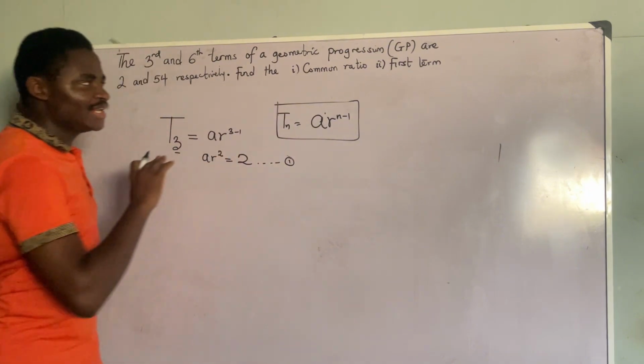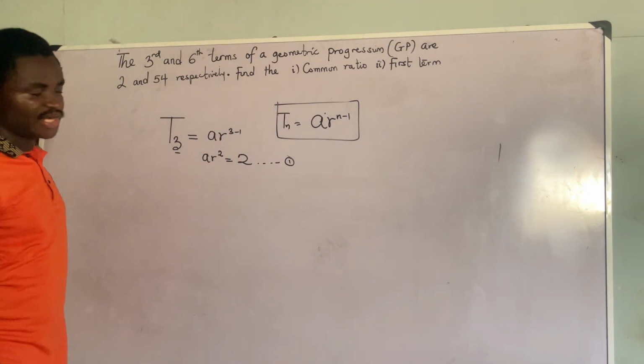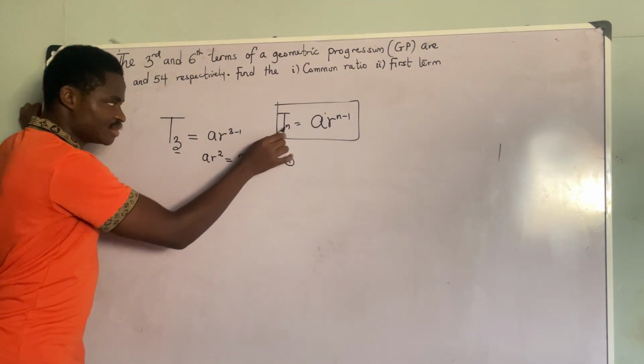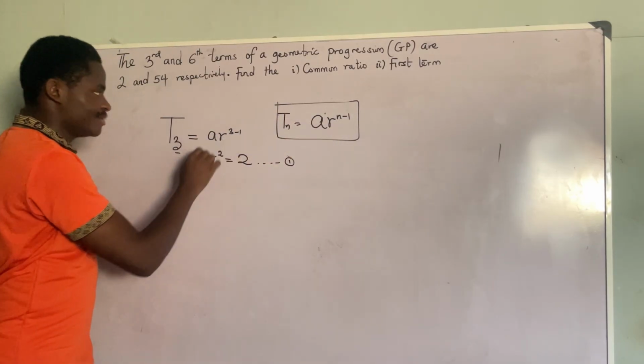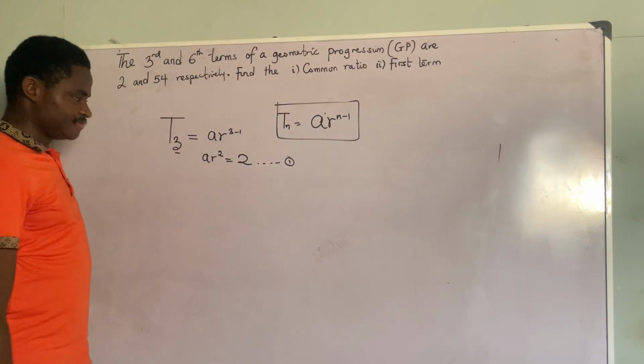And n means any number in that progression, any of the terms. So if something is the third term, n should be 3. And wherever I see n, I put 3 there. I have 3 minus 1, and that was 2. This is it.